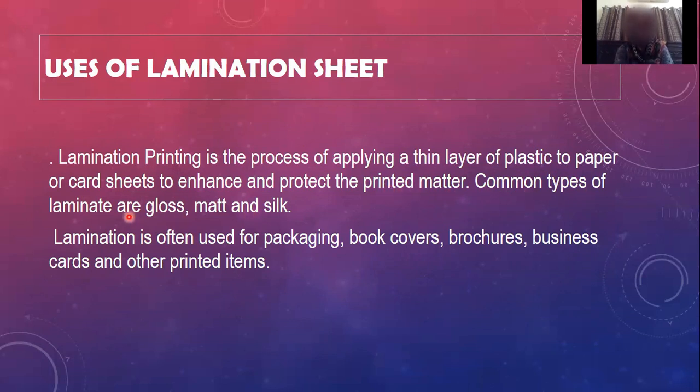Common types of laminates are glossy, matte, and shine. These are the three types commonly used for lamination. Lamination is often used for packaging, book covers, brochures, business cards, and other printing items.